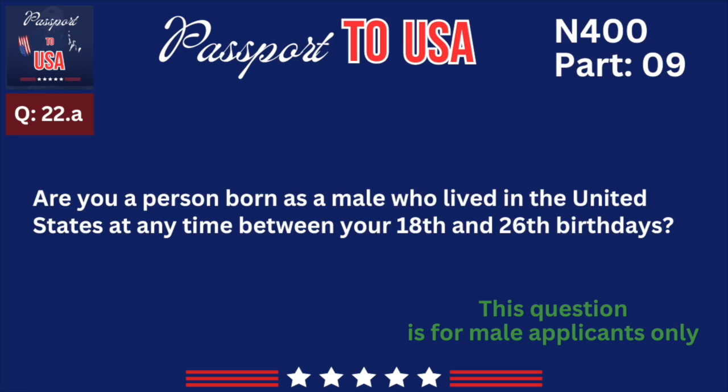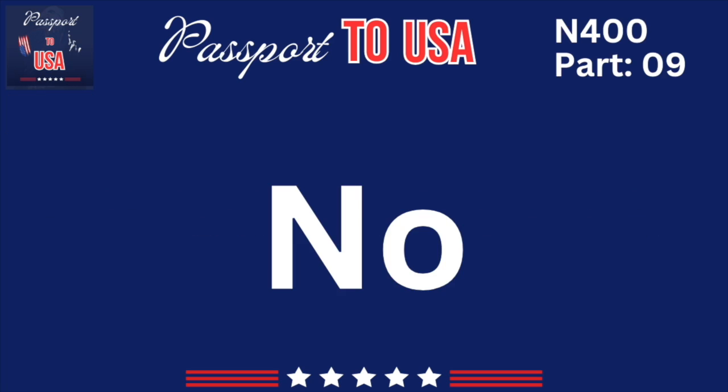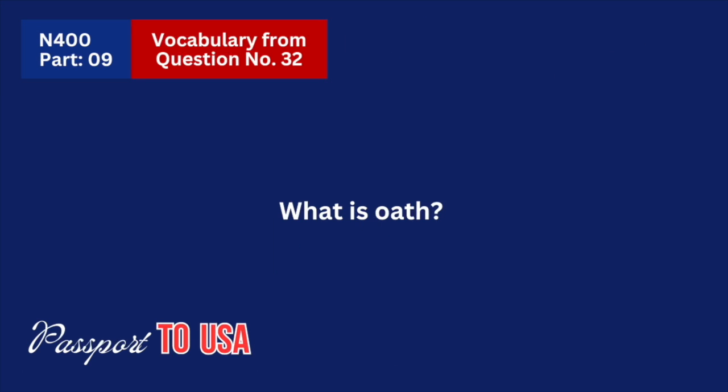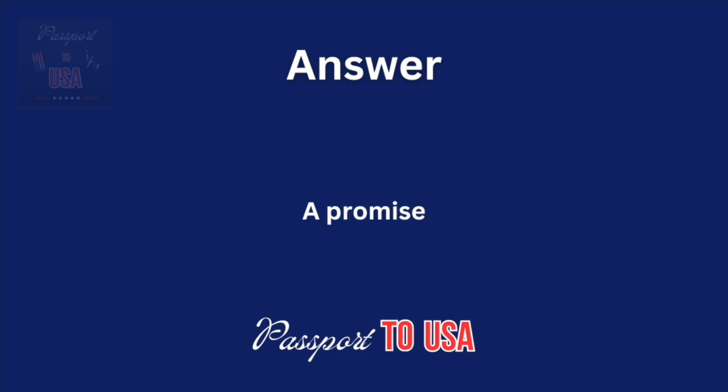Are you a person born as a male who lived in the United States at any time between your 18th and 26th birthdays? No. What is oath? A promise.